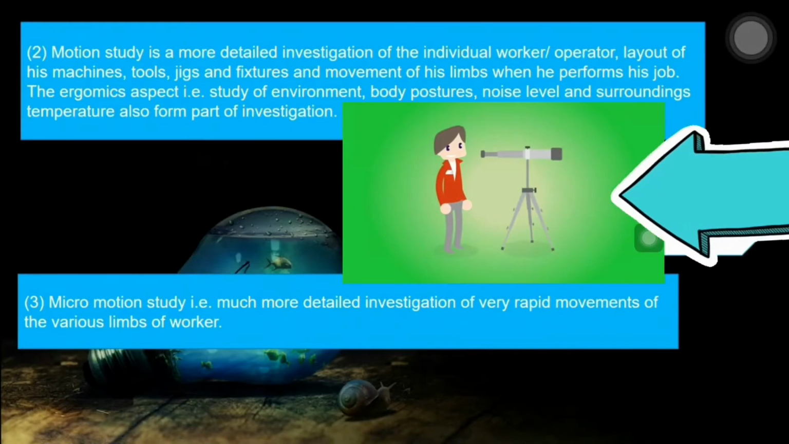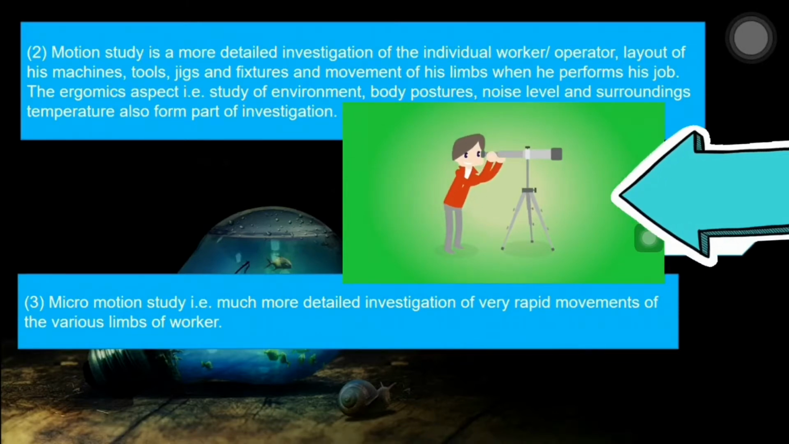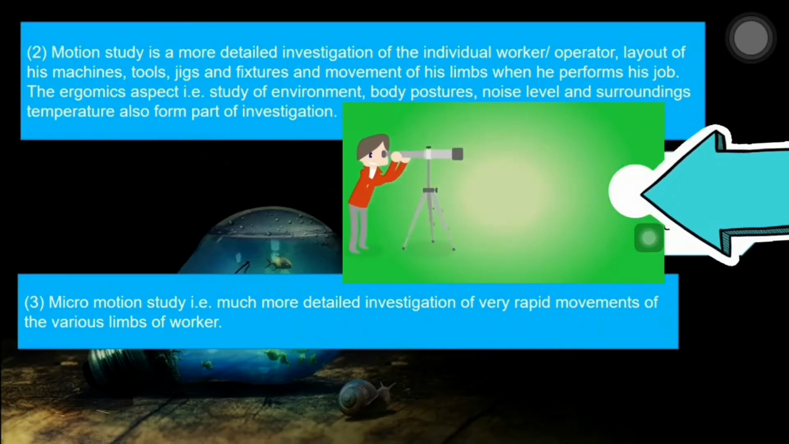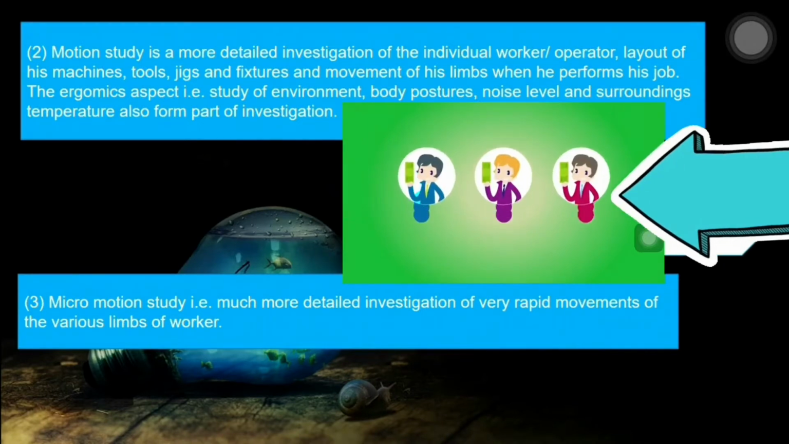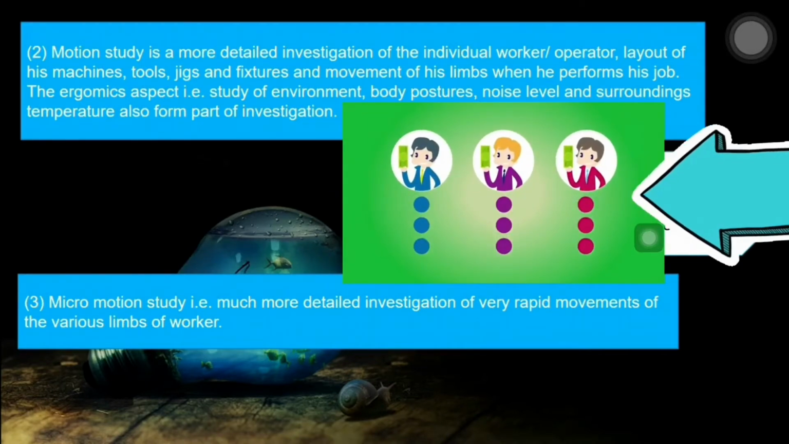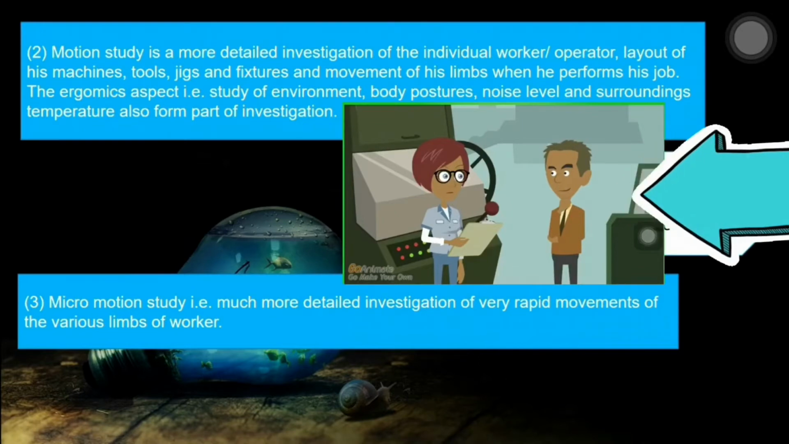Motion study is a more detailed investigation of the individual worker or operator, the layout of his machines, tools, jigs, and fixtures, and the movement of his limbs when he performs his job. The ergonomics aspect, the study of environment, body posture, noise level, and surrounding temperature, also forms part of the investigation. Motion study also measures the work progress of the production or the employees.